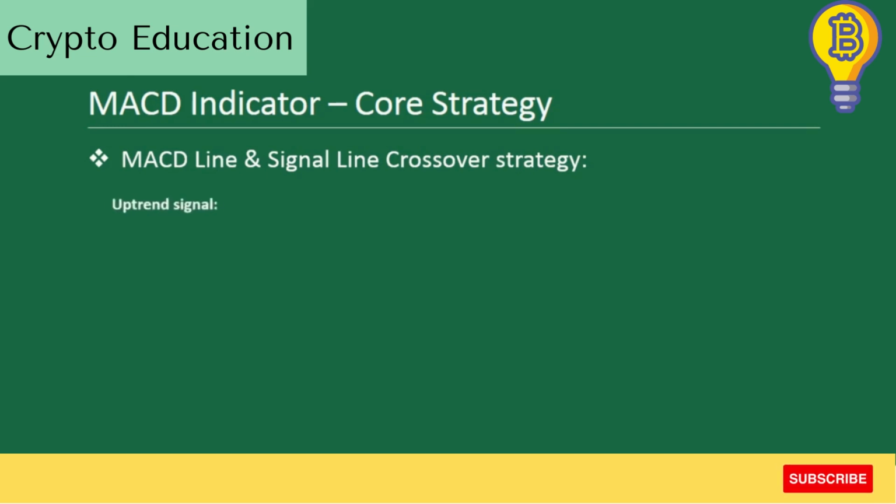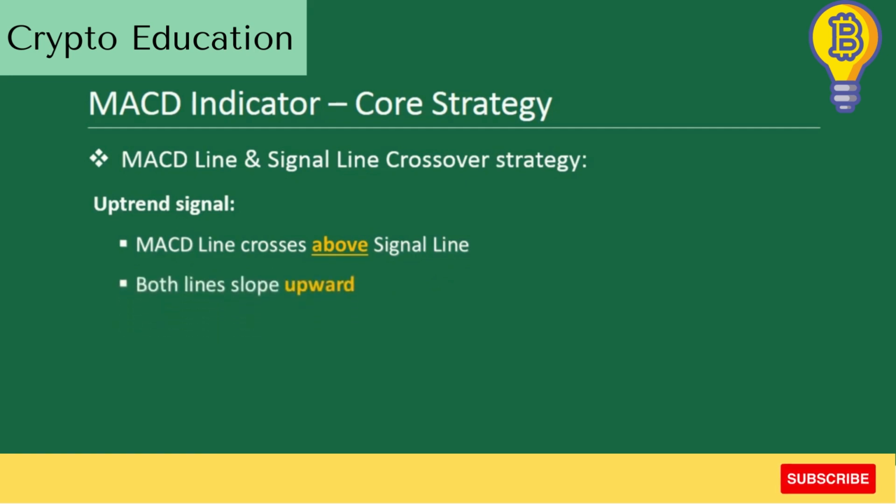Okay, here's an uptrend signal. When the MACD line crosses above the signal line and both lines are sloping up, chances are we're in an uptrend. So what you want to do now is to buy a coin and take advantage of the uptrend to make a profit.